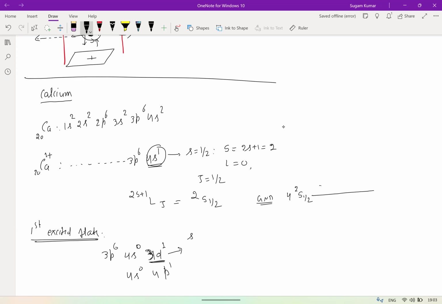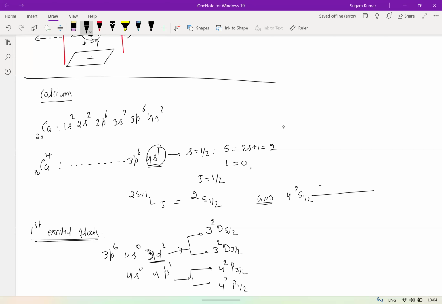And in this state, the spin is half and L is 2. So there are two states possible. One is called 3 2D 5/2, correct? And one state will be 3 2D 3/2. So there are two states possible. And here also two states are possible. One is called 4 2P 3/2 and 4 2P 1/2.